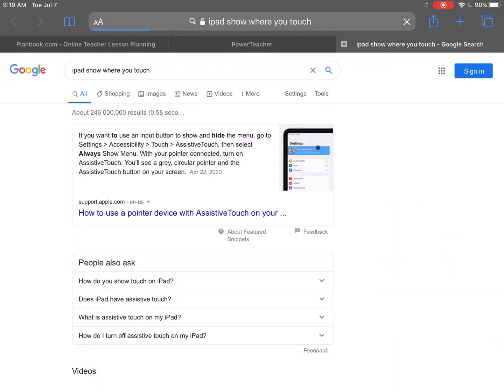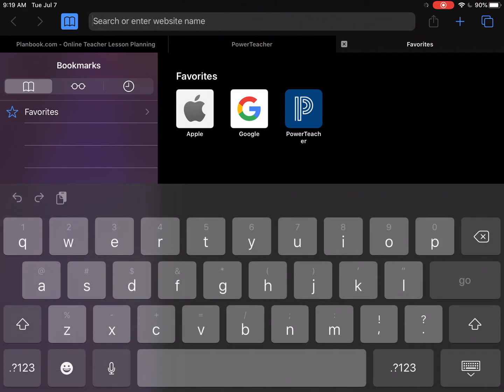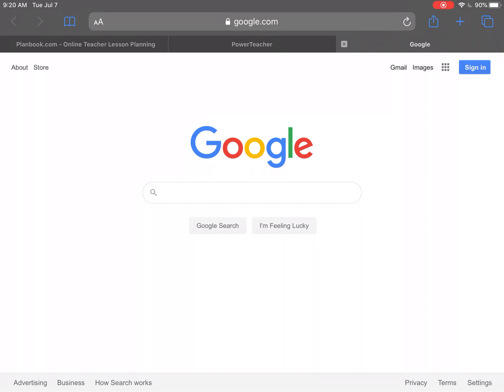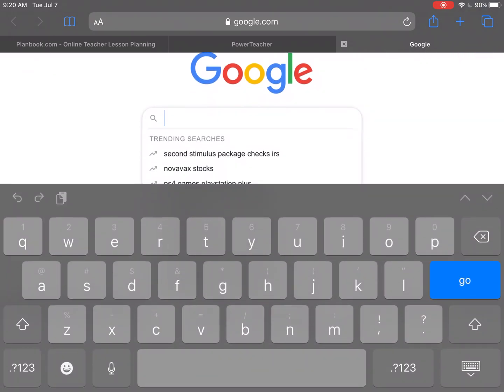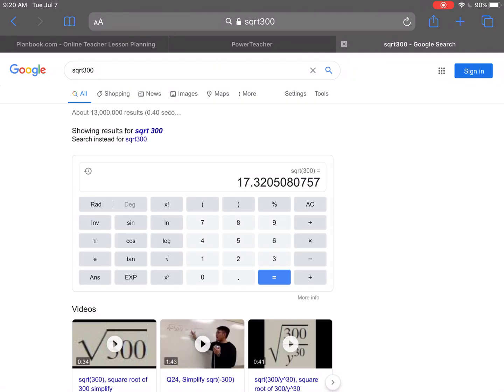So let's pop here. You don't need that. You don't need Power School. So if you just go to Google, if you type SQRT 300, SQRT is square root, for the number 300, Google will use its own calculator to give you 17.3 to the nearest tenth. If we are in class, I will happily, after you've seen this, show you using your own calculator how to do a square root.